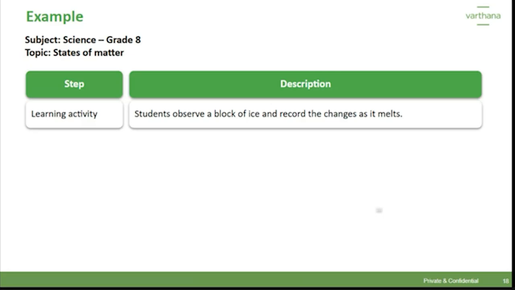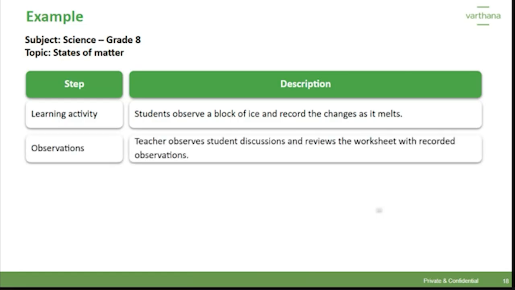Thank you, Nirmal. So in the second step, we gather evidence. While they are working, we as teachers circulate around the room. We observe their discussions and review their worksheets, noting any misconceptions or areas where they might be confused.